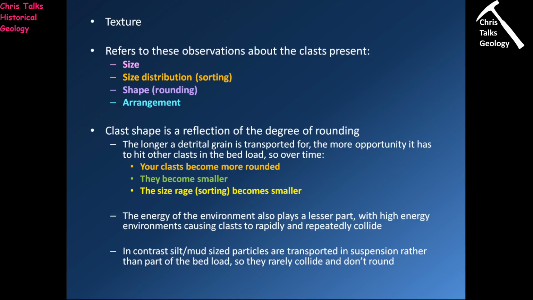Now there are other factors though. So for instance, something like the energy of the environment can also play an important part. So obviously in a high energy environment, your clasts are being moved around very, very quickly. And that means they'll hit each other a lot. And so this means your clasts will get rounded very, very fast because of all these impacts that are happening.